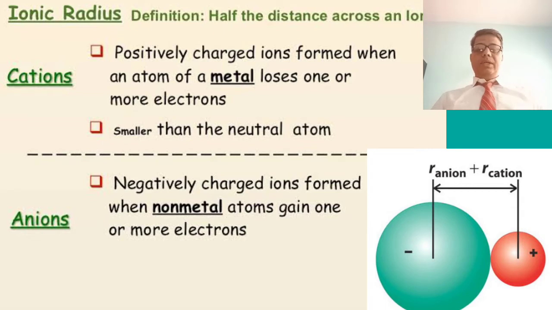Greater the effective nuclear charge, stronger is the attraction of the nucleus for the outer electrons and smaller is the ionic radius.